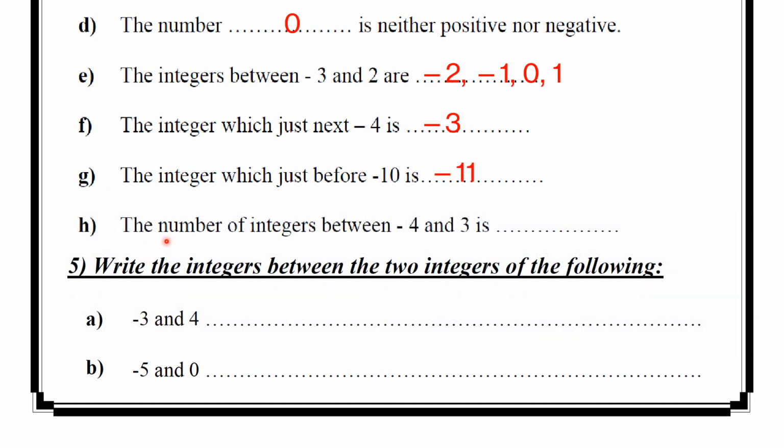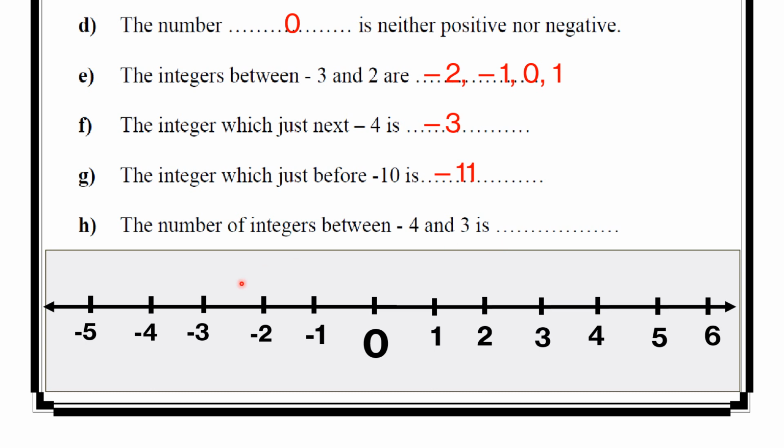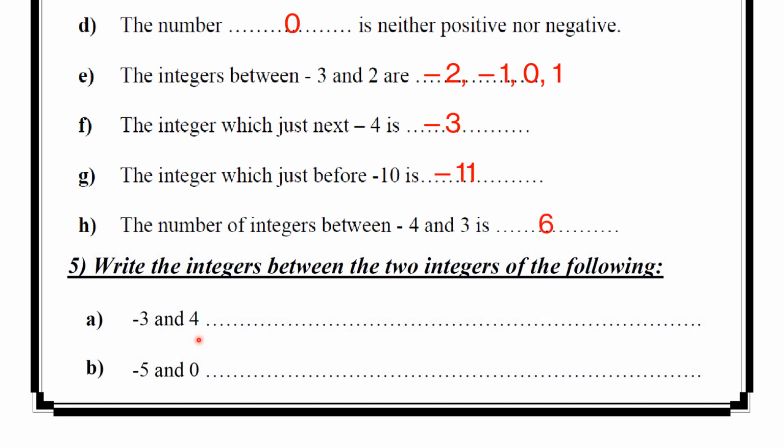Now the number of integers between negative 4 and 3 is dots. Here from the number line, we have negative 4 and 3. How many numbers between them? Let's count the numbers between negative 4 and 3. We have negative 3, negative 2, negative 1, 0, 1, and 2. So let's count them. 1, 2, 3, 4, 5, 6 numbers. So the answer is 6.